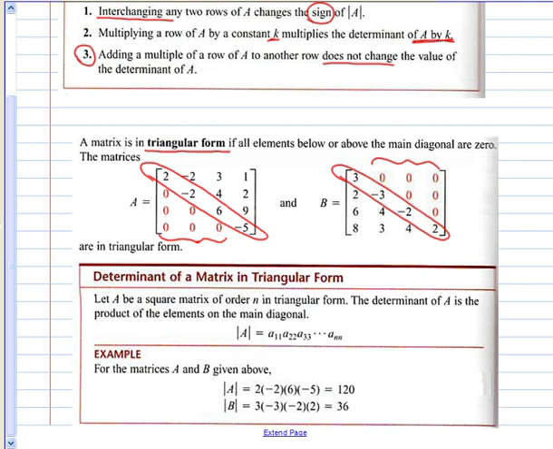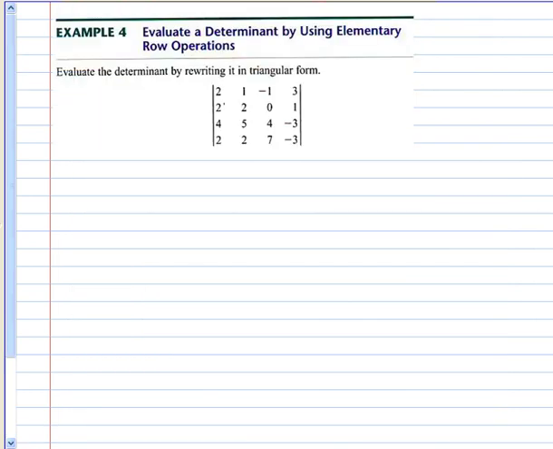2 times negative 2 times 6 times negative 5. The determinant of this is 120. And they did matrix B. They multiplied that diagonal together. And the determinant is 36. If you have a matrix in triangular form, then you can find that determinant by simply multiplying the diagonals together. So we are going to try that idea. It says evaluate this determinant, but first get it in triangular form.